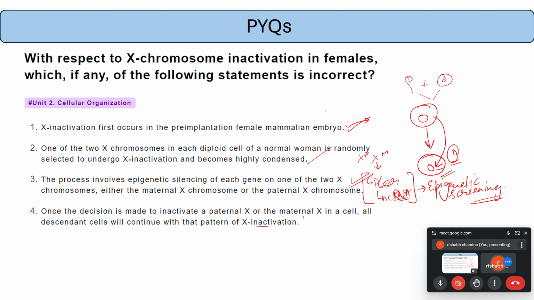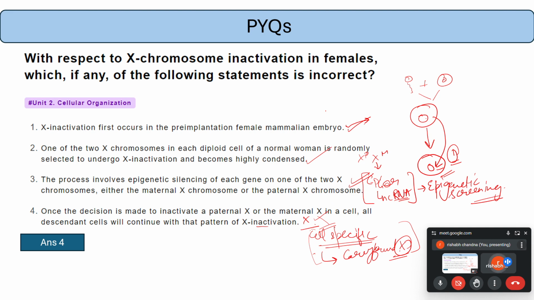No. Why? Because this is cell specific. So it cannot be carried forward. It will not be carried forward from one cell to its daughter cell. Okay, so it will be with that particular cell only. In a daughter cell, either the paternal or maternal X chromosome will be inactivated. Okay, so this is not the case. So the incorrect statement out of these is the fourth one. Okay, so this would be the correct answer for the question.